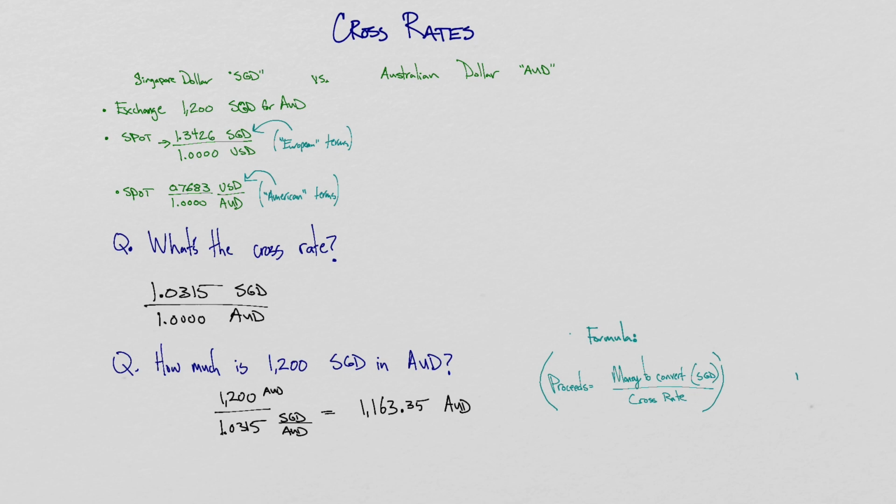And so here our formula was just the money to convert in Singapore dollars divided by the cross rate, and that gave us our proceeds.